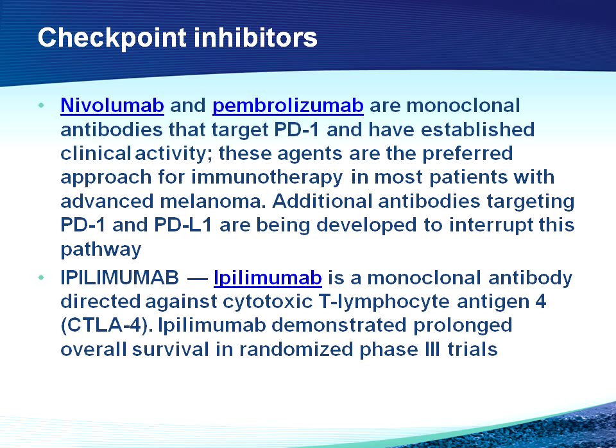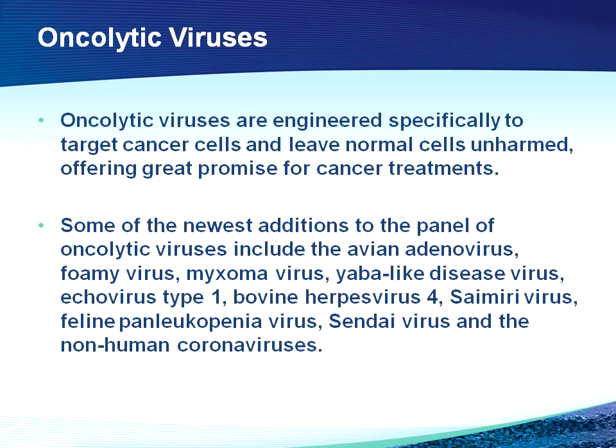Now, the problem with the brain is that the brain is a bit immunologically protected. It doesn't have as active an immune system as other parts of the body, so there may be problems. But potentially, I think this is one way of attacking tumors in ways we've never attacked them before.